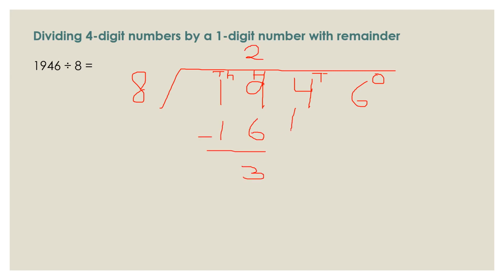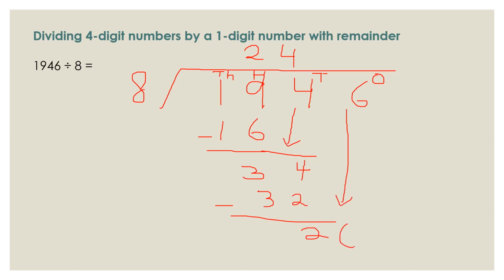Then bring down 4 tens. 34 tens divided by 8 equals 4 tens, with remainder 2 tens. Then bring down 6 ones. 26 ones divided by 8 equals 3 ones, with remainder 2 ones.